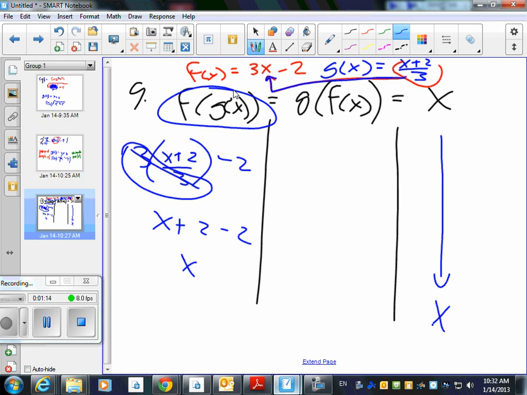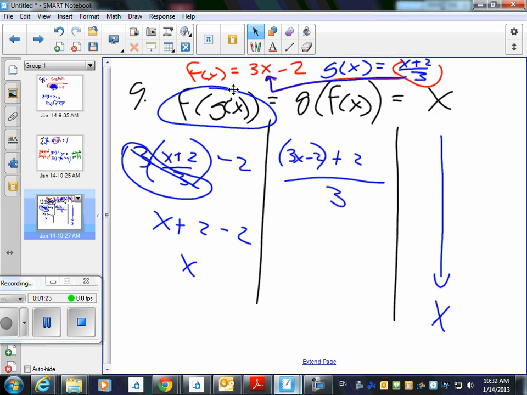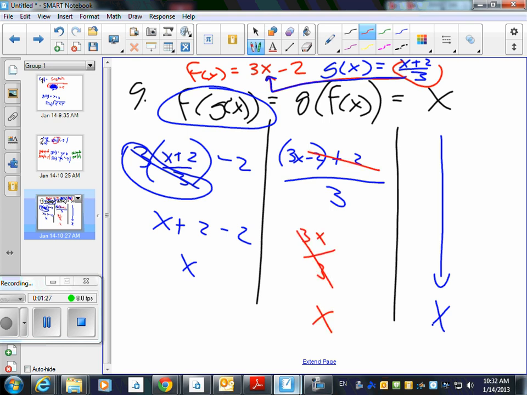And then I bet you this will work, but I'm going to just do it really fast. f goes into the g function, and so here's the g function with an empty spot. And then I put the f function in there. And then I cancel things in the right order. This would cancel first, and then I have 3x over 3, and the 3's cancel, and it's x. Okay, I proved it. They are inverses. You get that? No? All right, good. So that's number 9.